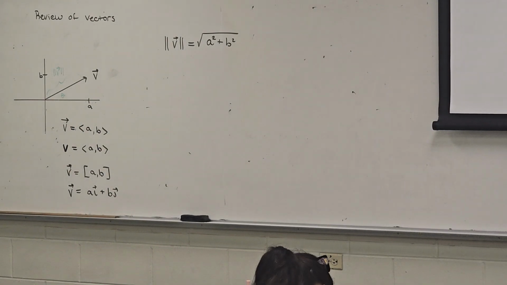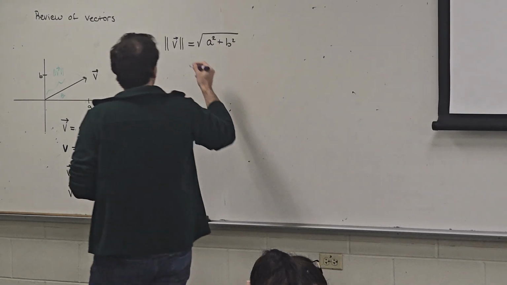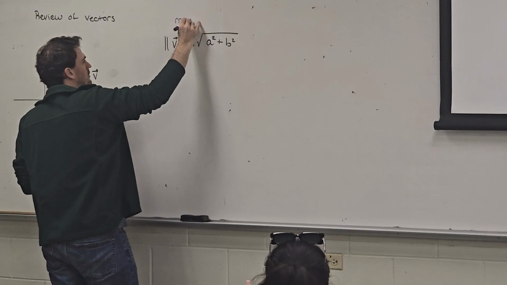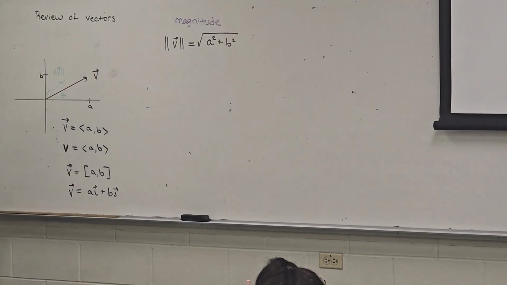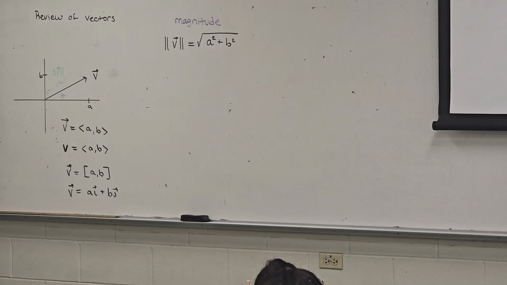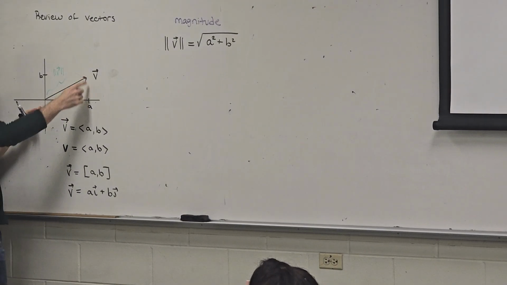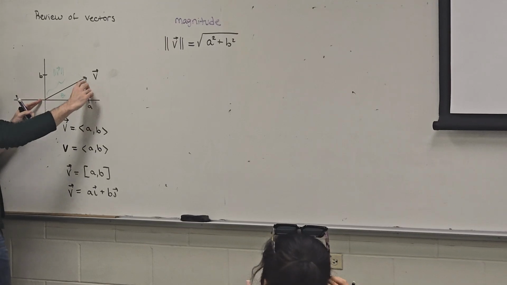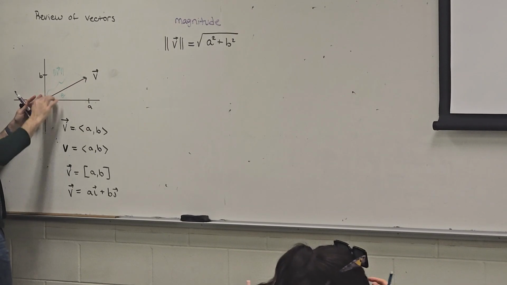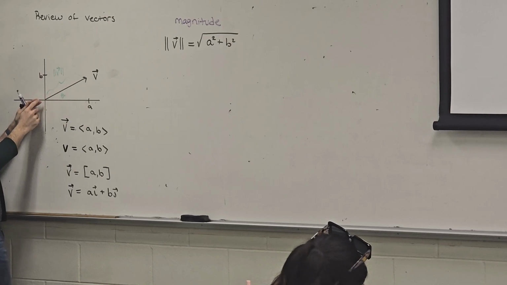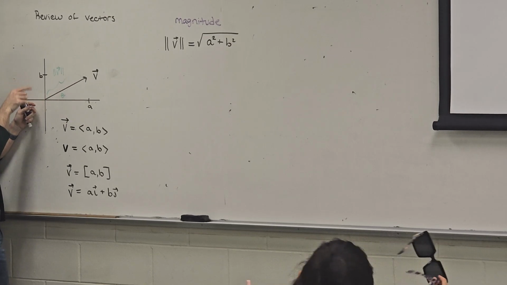So if we want to find the length of the vector, or the quote-unquote magnitude, then that is going to be the square root of a squared plus b squared. The idea there is we've just got some Pythagorean theorem, length of a, length of b. Well, that means that the length of the vector, doing some Pythagorean theorem, gives me a squared plus b squared. Take the square root.